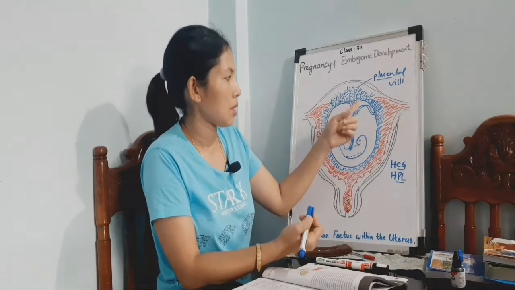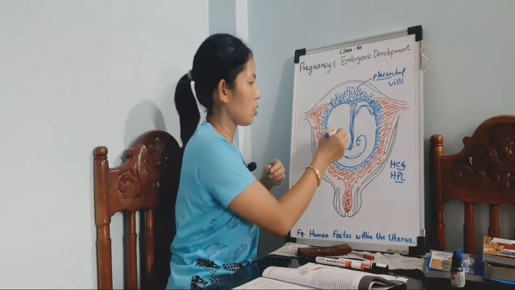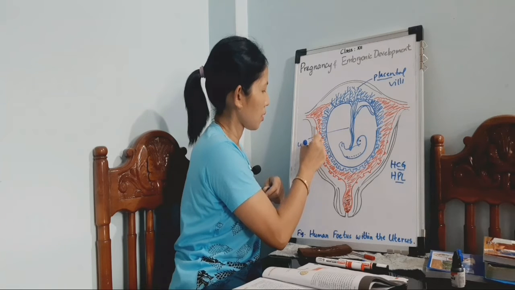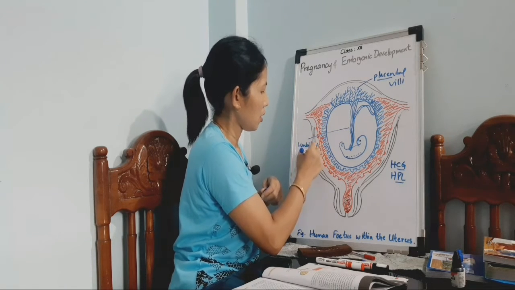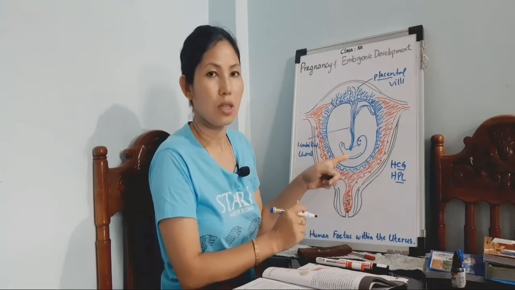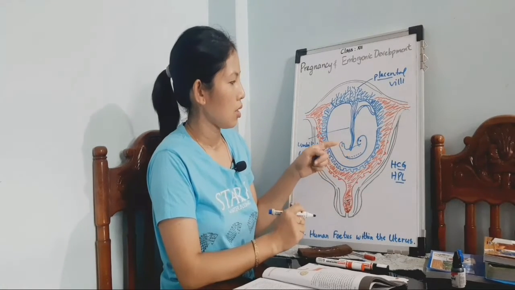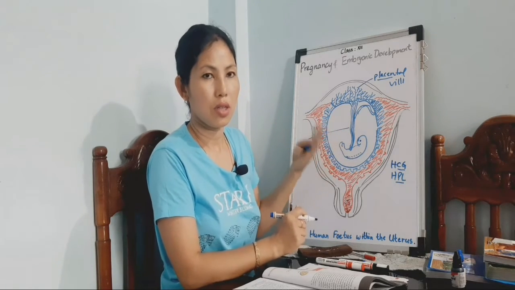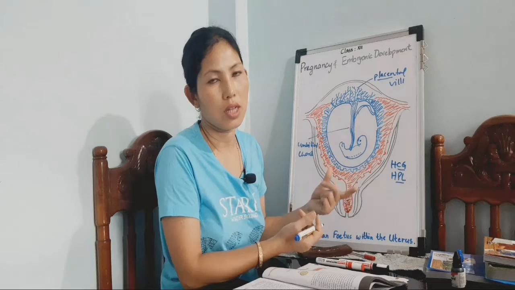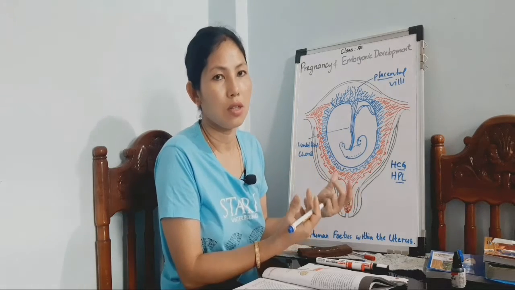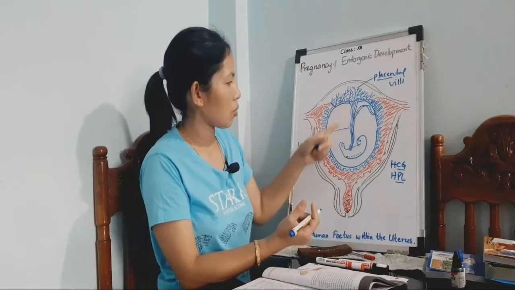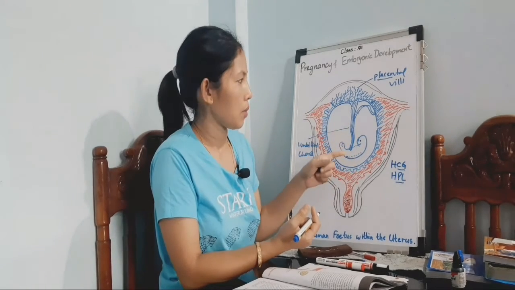And this placenta is connected with the umbilical cord. This is the umbilical cord, and the umbilical cord is connected with the embryo, right? In the later stage of pregnancy, the embryo undergoes differentiation and forms different parts and organs, and it will be known as a fetus, right? So as I said, the umbilical cord connects with the developing embryo.